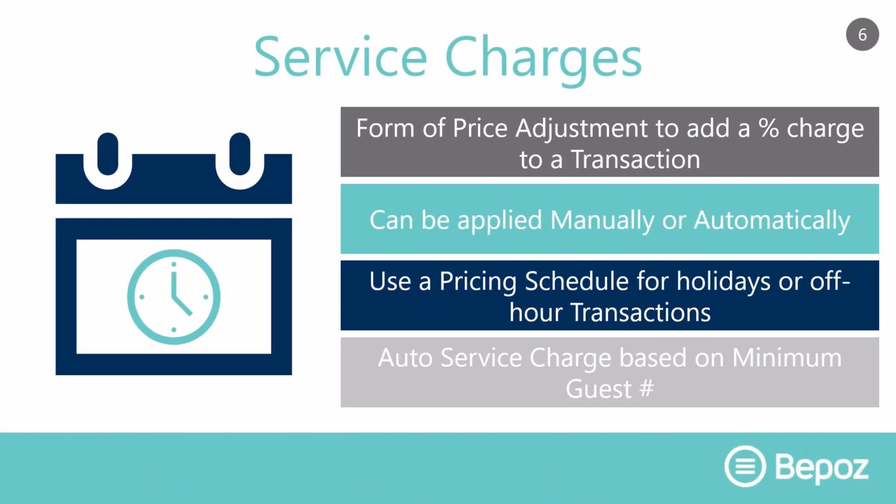Now, service charges are quite similar to surcharges in that they're another form of a price adjustment, but in addition to having the ability to apply them manually using a till function button, they can also be set up in the system to be applied automatically. How can we do that? There's a couple of different ways. One of them is by using what's called a pricing schedule, which I mentioned a couple of minutes ago that we'd see while we are looking at the service charge setups. For that, a service charge can be set to apply to all of the transactions during the scheduled time period.